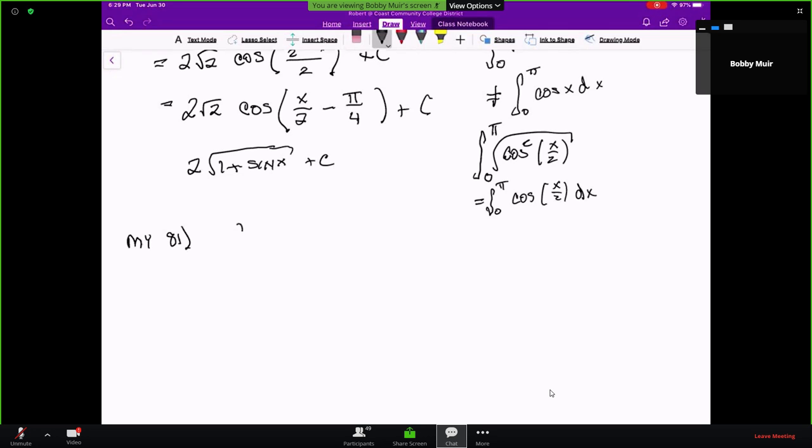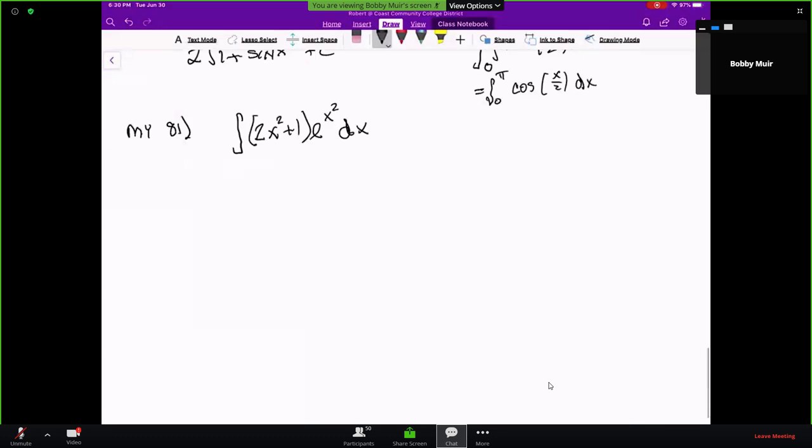Here's my number 81, okay? He wants us to integrate 2x squared plus 1 times e to the x squared dx. Okay. And he tells a little story here. He says, e to the x squared doesn't have an antiderivative. We know that. X squared e to the x squared, he's saying, doesn't have an antiderivative, okay? But he says that this guy does, all right? So I know the trick. We'll talk about it tomorrow. I want to give you guys a chance to get into it, okay?